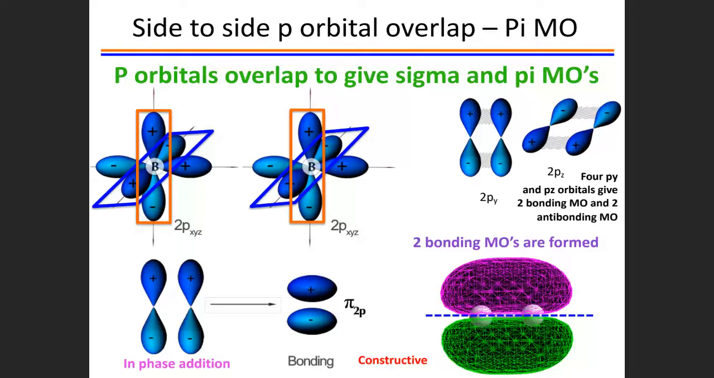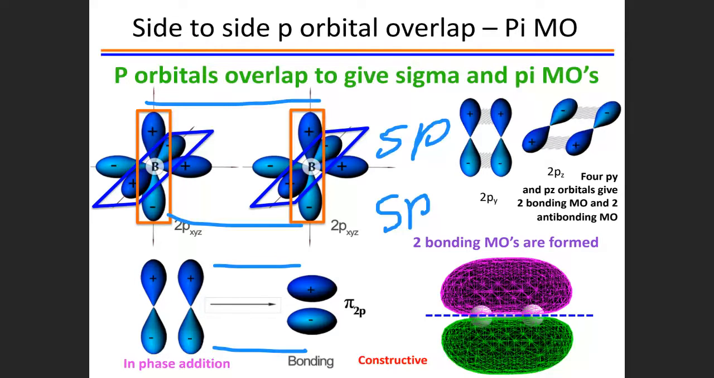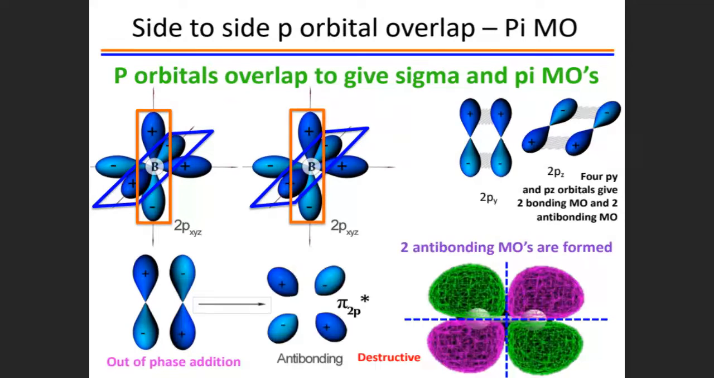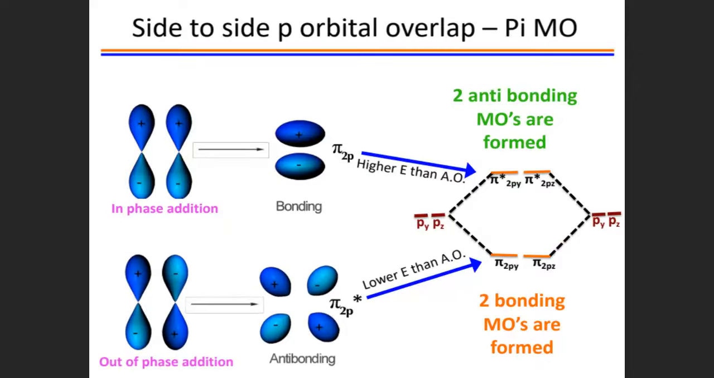These are, we know, linear. And that makes actually sp and sp2. So that will look like that. Look into that. And how the two antibonding molecular orbitals are formed here: out of phase addition, antibonding; in phase, bonding. Yeah, so that's the thing.